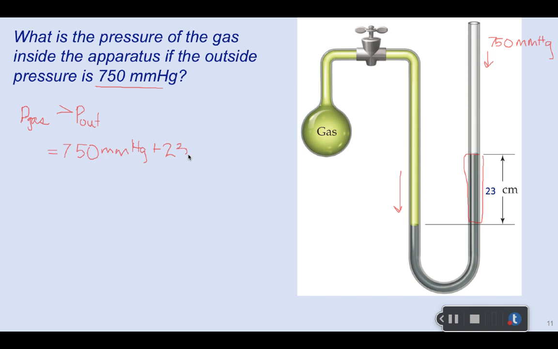Wait a minute, 23 centimeters, that's not going to be the right units. So 23 centimeters is the same thing as 230 millimeters, if you remember how many millimeters are in a centimeter. Centimeters of mercury can be converted to millimeters, and then we will have units that are consistent. Now it's a simple math problem to add them together to determine the pressure of the gas. In this case, certainly greater than the outside, the sum of those two values gives you 980 millimeters of mercury.